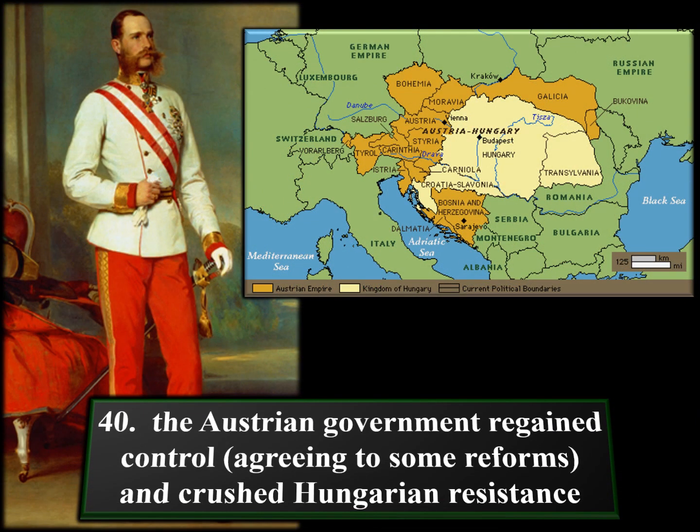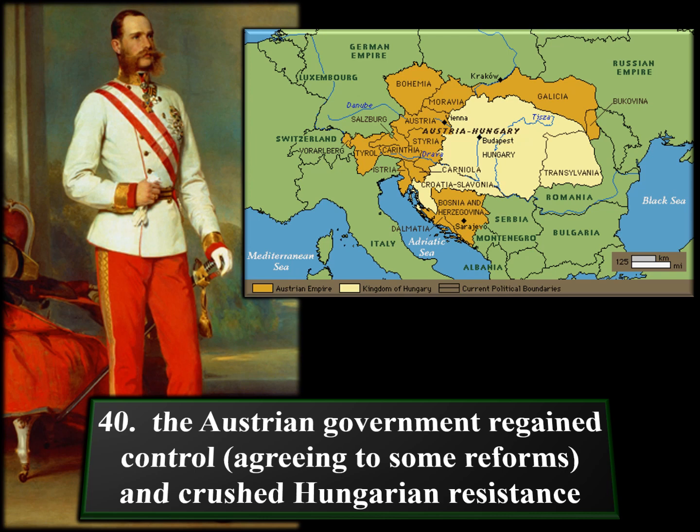The Austrian government was able to finally regain control. They had to agree to some reforms, but they were able to crush the Hungarian resistance and ultimately restore order throughout the Austrian Empire. So just like we saw in France, even though the revolutionaries had some initial successes in causing an uproar and changing some government policies, ultimately the conservative regime was able to get power back again.